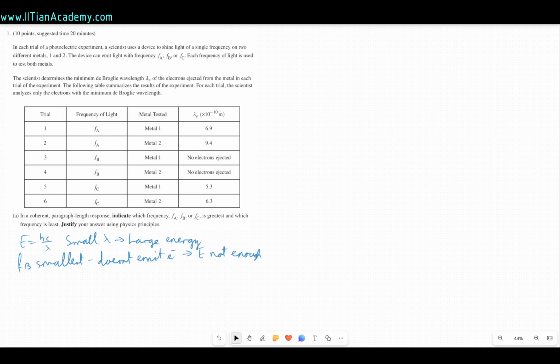And then what we can note for comparing A and C is that Fc has the smaller wavelength electrons emitted, smaller lambda emitted. Therefore, this will have a larger energy. So this is the greatest frequency. We also know that E is equal to hf, which means that a large frequency means a large energy. And so these are the main points that we need to mention to get all 5 marks.